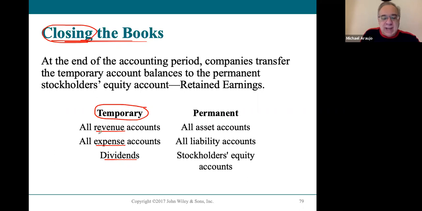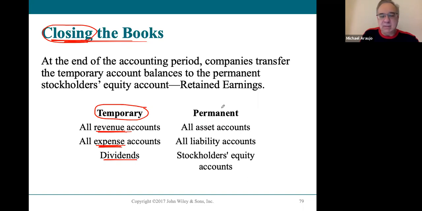But that means we have to basically start counting our revenues all over again. And that means we also have to keep track of our expenses all over again for a separate year. So in order to do that, they've got to start at zero. You have to start at zero. And that's basically what closing the books means, is we're simply taking the revenue account, the expense accounts, and the dividends account and bringing all of those to zero.